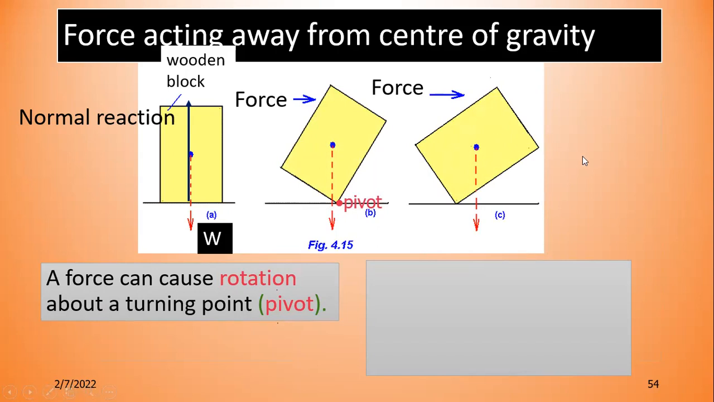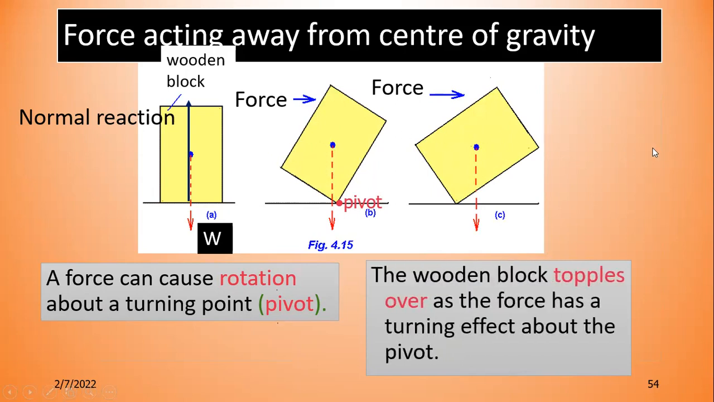So we say that there is now a resultant moment or a torque, meaning a force acting at a perpendicular distance away that will cause it to topple over. The wooden block topples as the force has a turning effect about the pivot there.